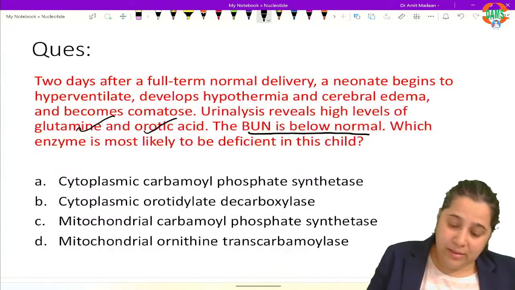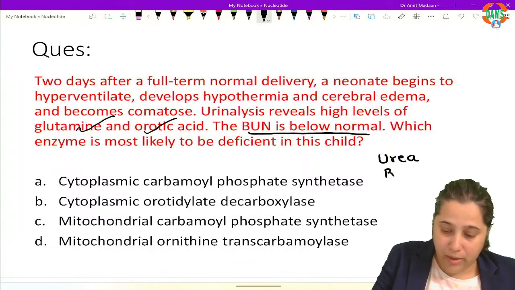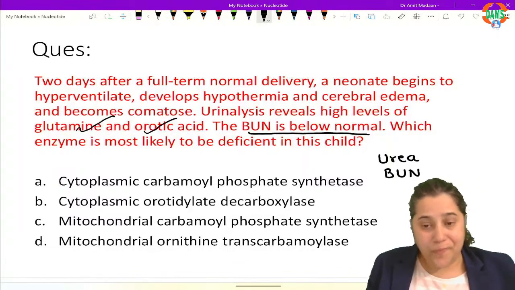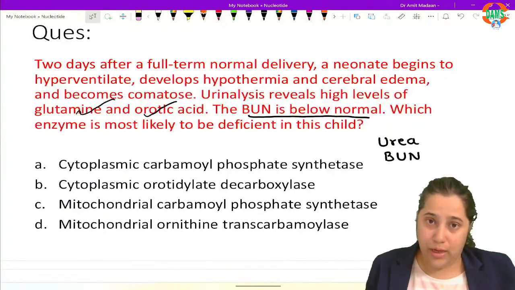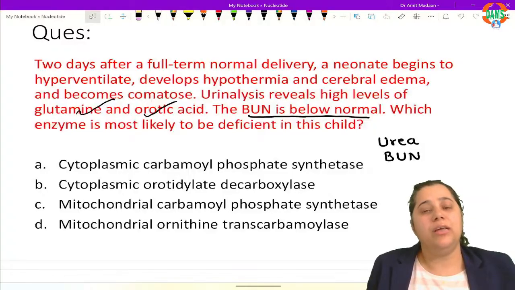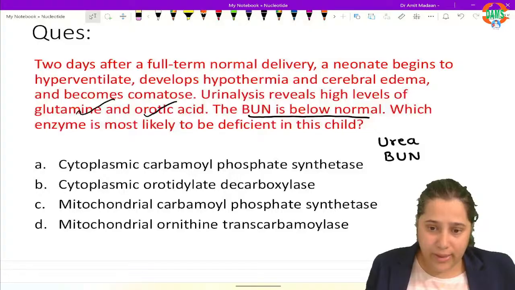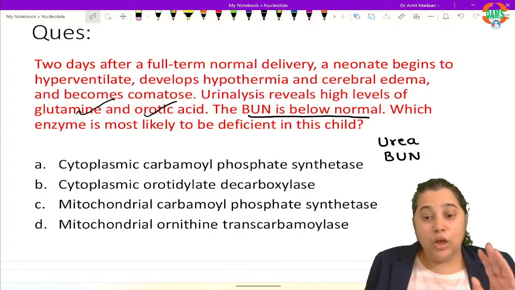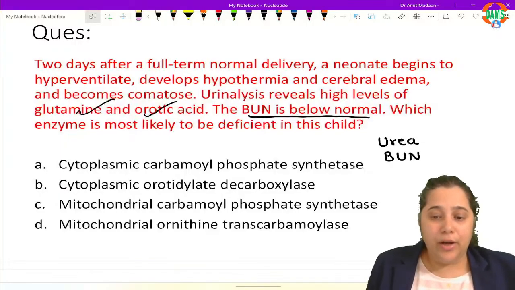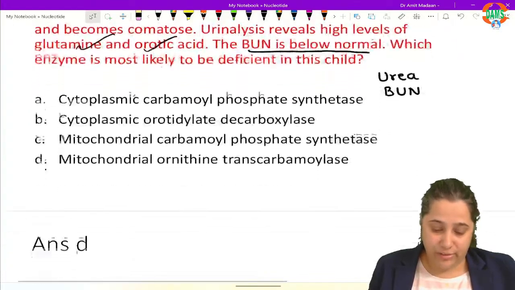See, there is some difference between these two terms, urea and blood urea nitrogen. What is the content of nitrogen in the urea? This terminology is blood urea nitrogen. And urea, if we calculate as such, that is serum blood urea or serum urea. So, the blood urea nitrogen is below normal. Which enzyme is most likely to be deficient in this child?